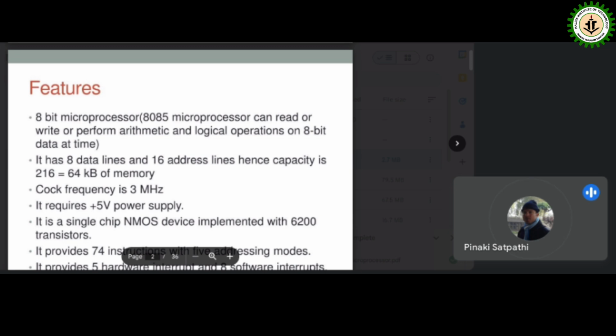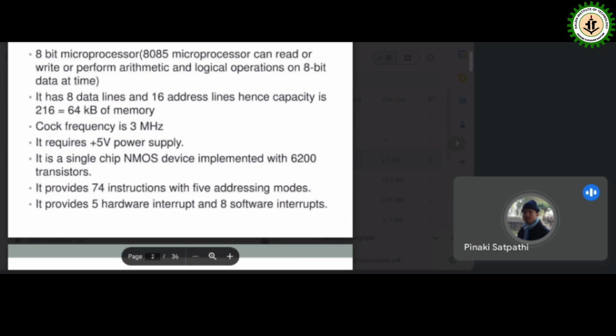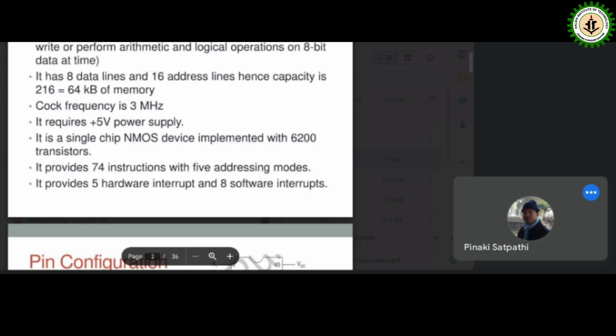The clock frequency used for our 8085 microprocessor is 3 megahertz. It requires a +5 volt DC power supply to operate. It is a single chip NMOS device implemented with 6200 transistors. It provides 74 instructions with 5 addressing modes. It provides 5 hardware interrupts and 8 software interrupts.